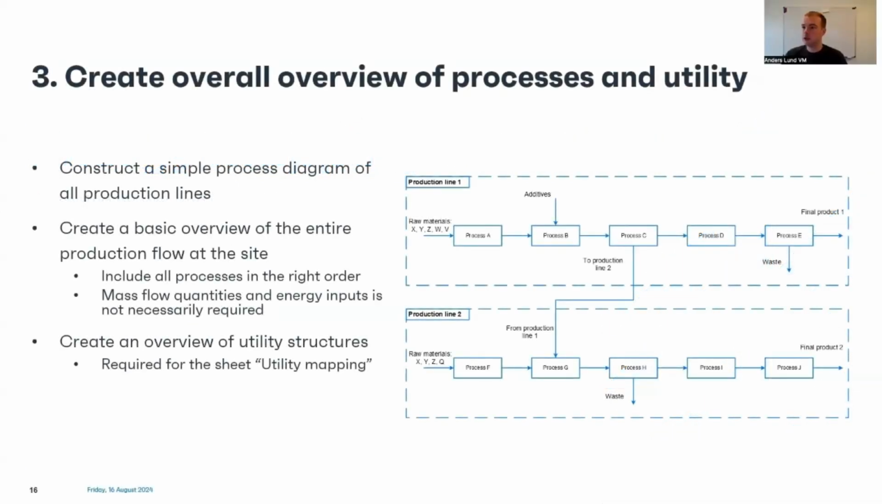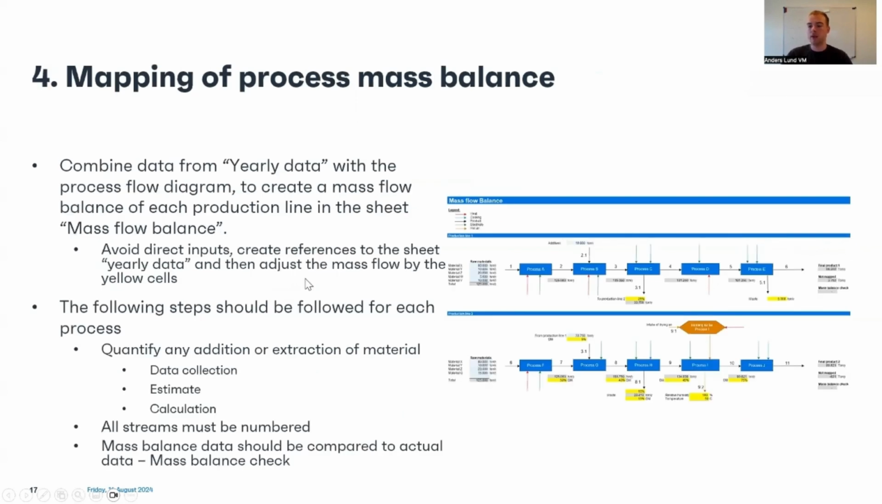Yeah, the next phase is to make an overall overview of your processes and the utility. So that could be done by constructing a simple process flow diagram. Here, not taking into account the mass flow or the energy flow, just simply sketching up the production lines in order to get this mutual understanding of how our factory actually works, from our raw materials coming in until the final product coming out at the end. And that will be used in the utility mapping part and also in the mass flow balance that we have as the next thing here.